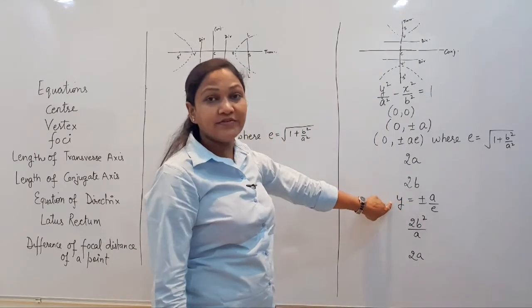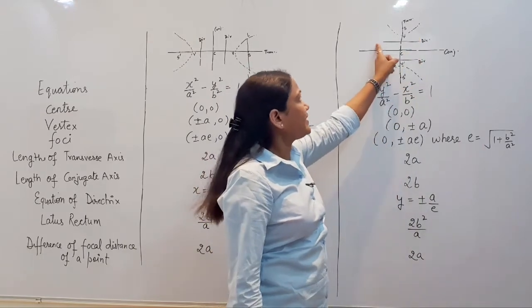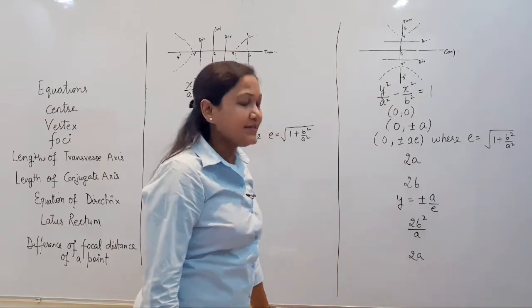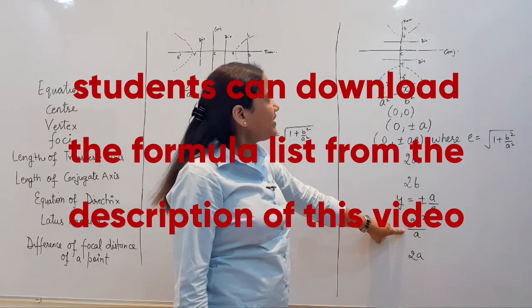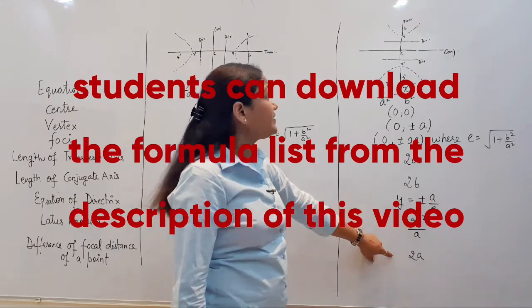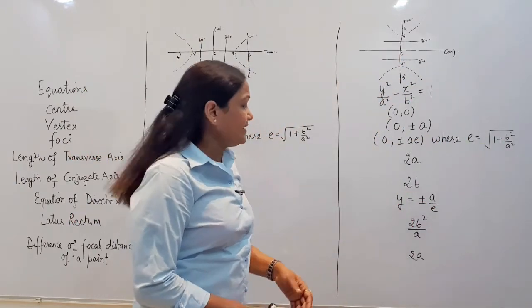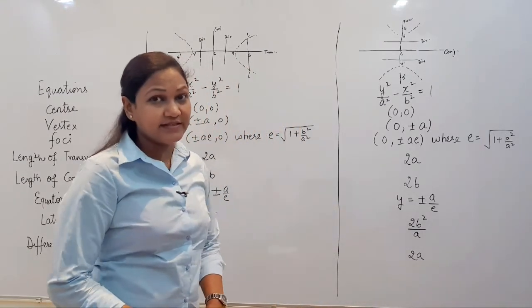The equation of directrix, the directrices are parallel to x-axis, so the equation of directrix is y is equals to a upon e and y is equals to minus a upon e. Then the length of latus rectum is 2b square by a, and the difference of focal distance of a point is 2a, that is the length of transverse axis.